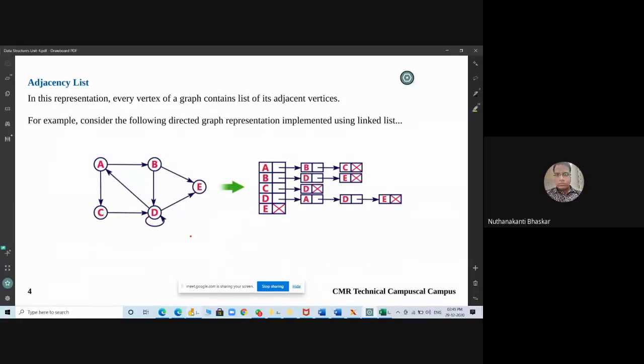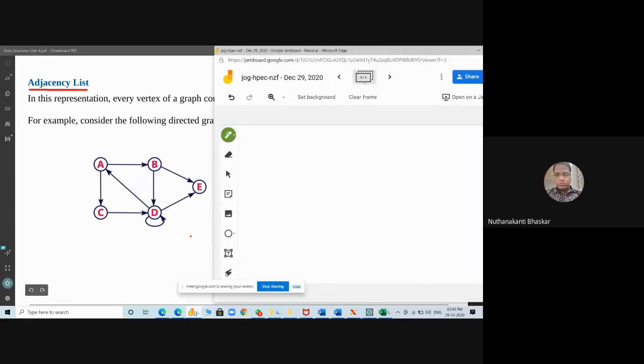Now we are going to understand adjacency list. If you know linked list mechanism, then very easily you can understand: every node is having the node value and connecting to its next node. That is a single linked list mechanism. Now adjacency list, very simple. We can represent very easily. I will show you.